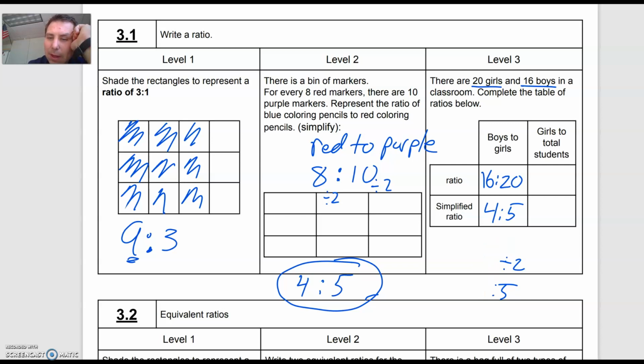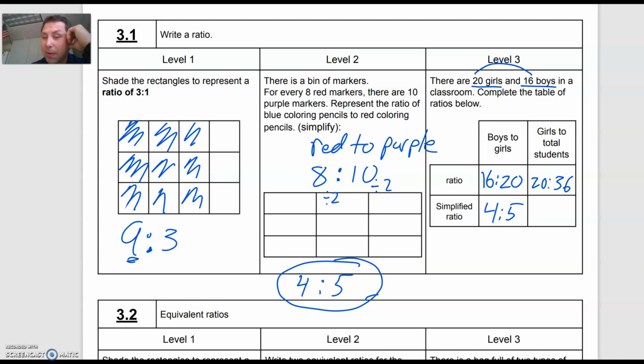Okay. Now let's look at the next one. This one's asking for the ratio of girls to total students. So if there are 20 girls and 16 boys in the class, the total, if I add those together, 20 plus 16, would give me 36. So that would be the ratio of girls to total students.